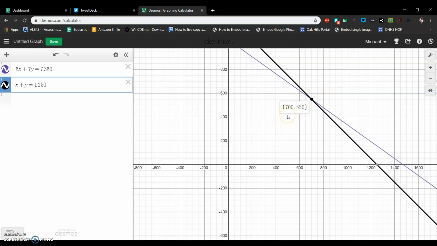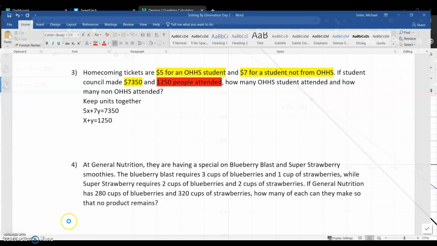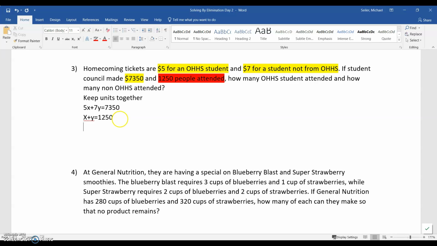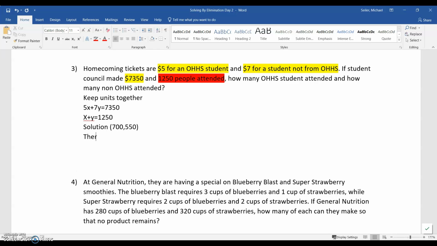So my solution this time, again, whole numbers, positive numbers. We're not having parts of people or anything else like that. So we have 700 students and 550 students. So my intersection is the point. The solution was at 700, 550. So I know there were 700 OHHS students and 550 non-OHHS students in attendance. Okay. So 1 and 3 work the same. Only 4 numbers. Keep your units together, your money with your money with your money.